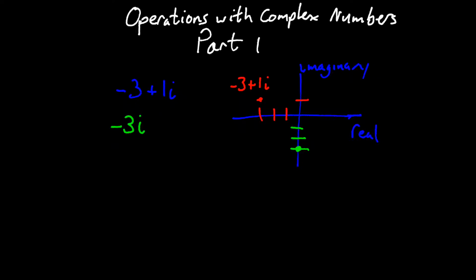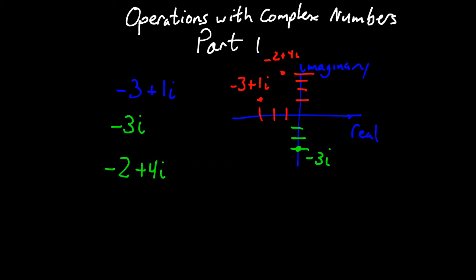Lastly, for this topic, let's say we had -2 plus 4i. That means we're going to go back 2 and up 4. So 1, 2, 3, 4, back 2, up 4. This would be -2 plus 4i. And I didn't label this. This should have been -3i there.